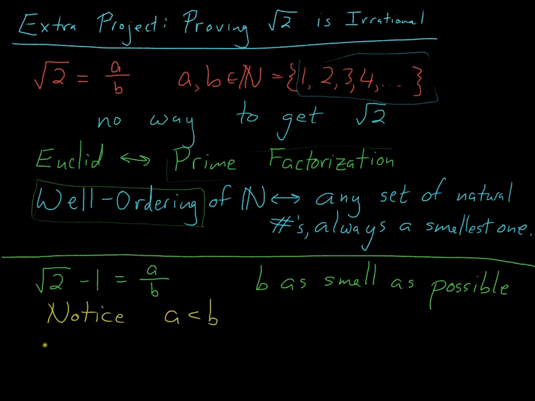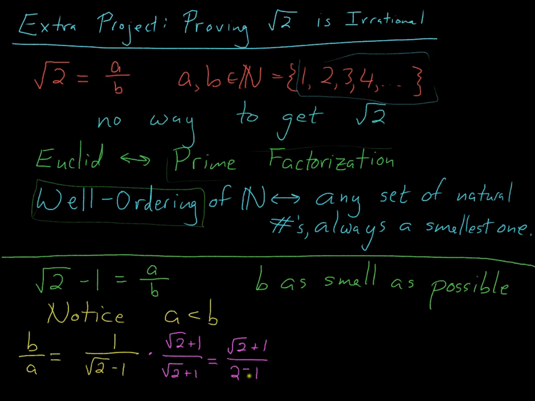The next thing, let me do b over a, which would be 1 over square root of 2 minus 1. Let's rationalize the denominator. If I multiply this by root 2 plus 1 over root 2 plus 1, this is root 2 plus 1 over, on the bottom, root 2 squared is 2, minus 1 squared is minus 1. 2 minus 1 is 1, so this is just root 2 plus 1. That's very similar to what I started out with, which was root 2 minus 1. If I subtract 2 from both sides, I'll have root 2 minus 1 equals b over a minus 2, which is b minus 2a over a.